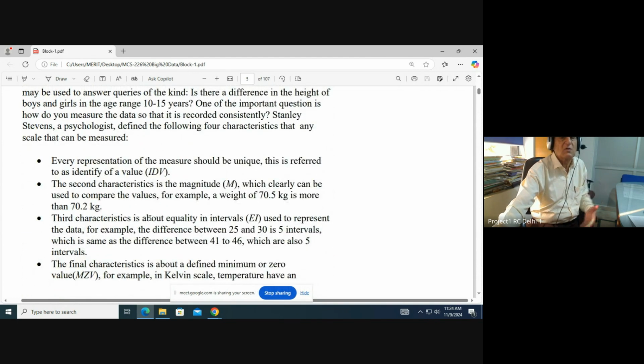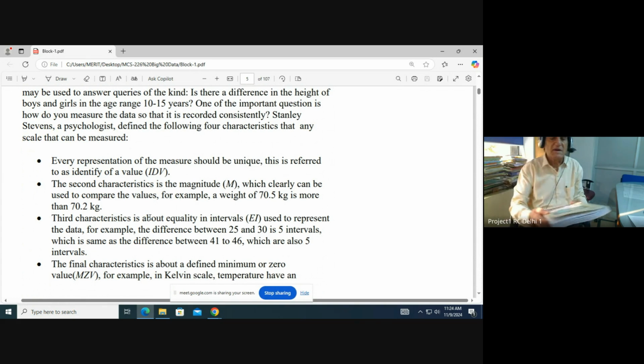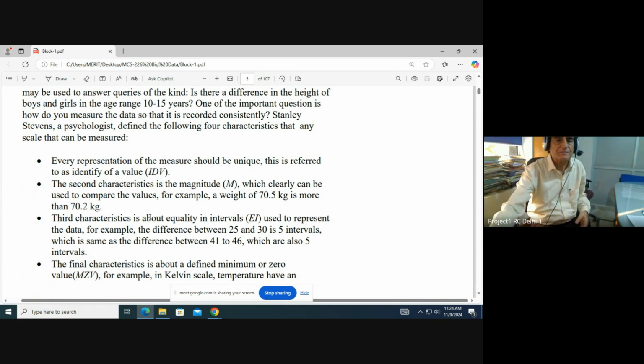So you go through the manual which is there with you. That manual I will show you. The manual is there, the data science MCS 2 to 6. It's very much there, so you can use it for your purpose. So that can be very helpful.